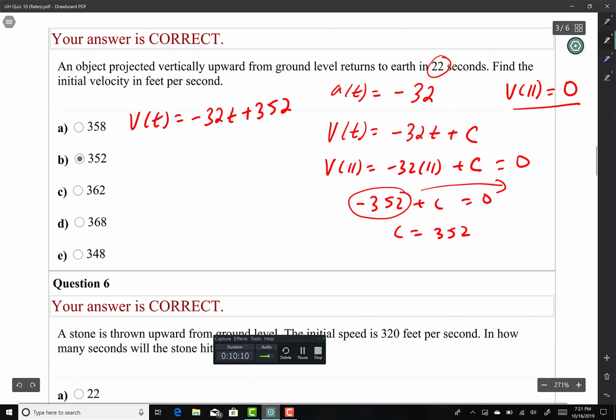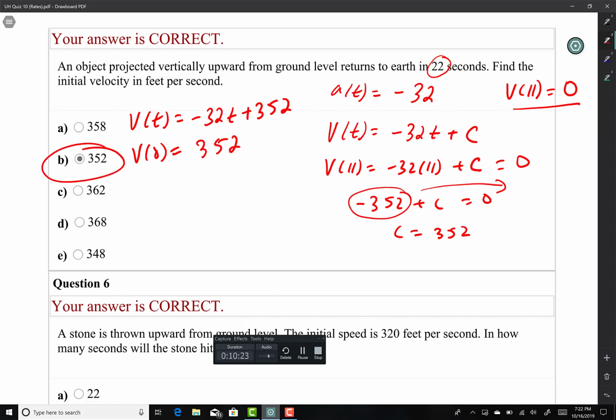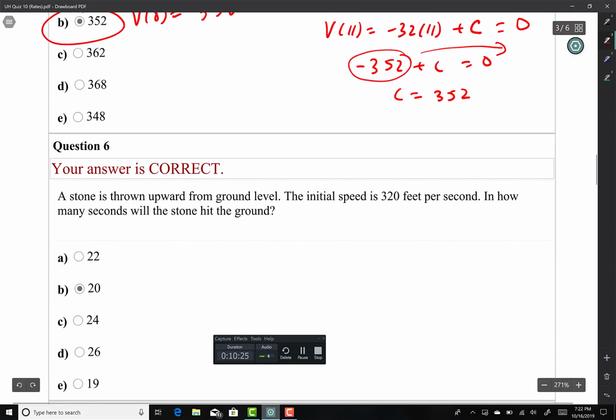And they want to know, find the initial velocity. Well, initial velocity just means v of 0. So v of 0 is, let's see, negative 32 times 0, plus 352. See? You just plug in a 0 for t. All right, here we go to the next one.